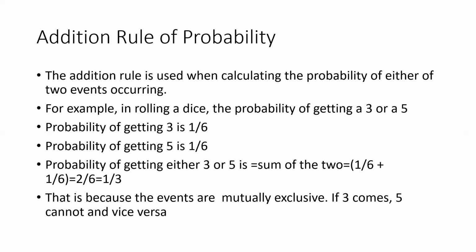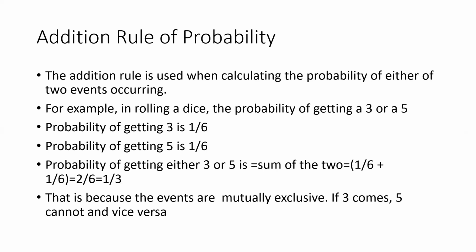For example, in rolling a dice, the probability of getting either 3 or 5. The probability of 3 is 1 by 6, and the probability of 5 is also 1 by 6. Either 3 or 5 is 1 by 6 plus 1 by 6 equals 2 by 6. That is because if 3 comes, 5 cannot come.